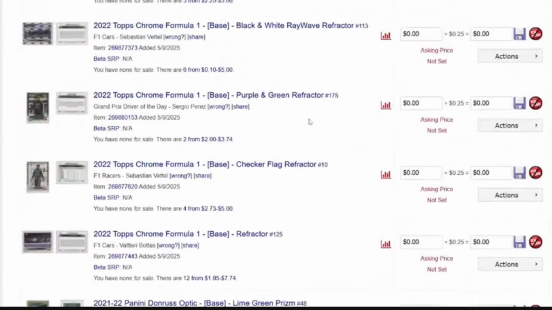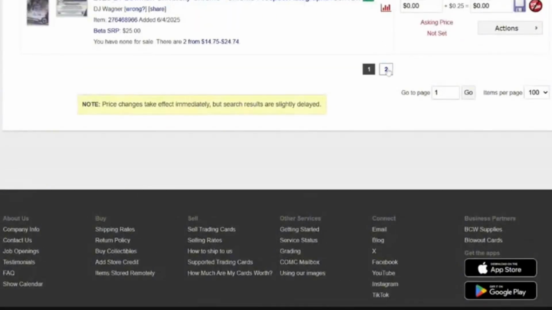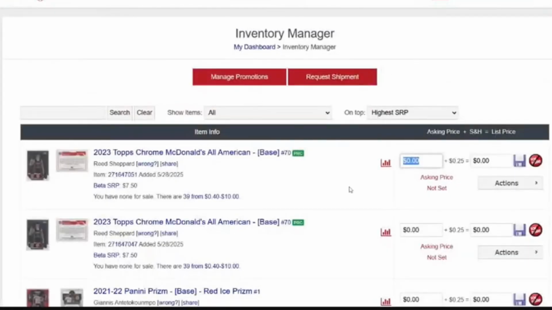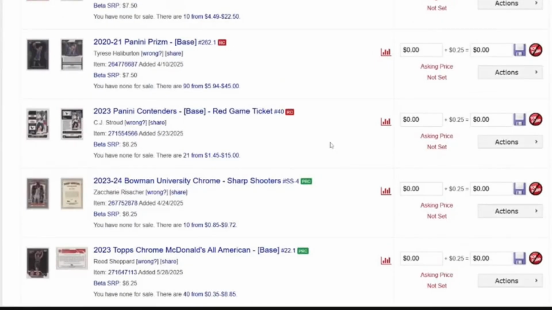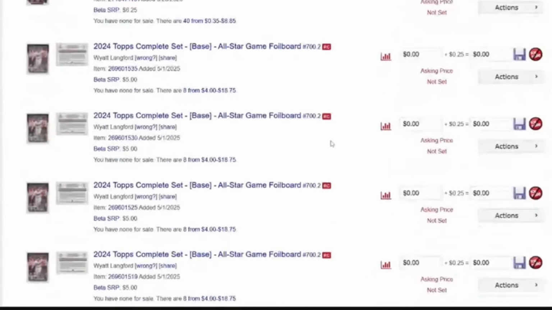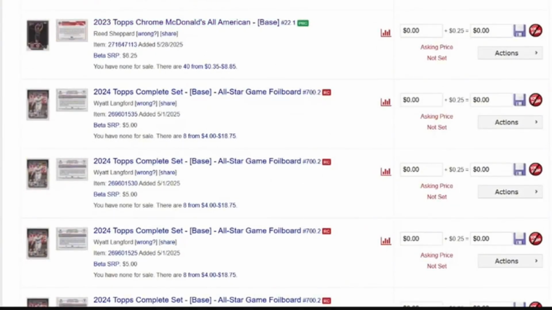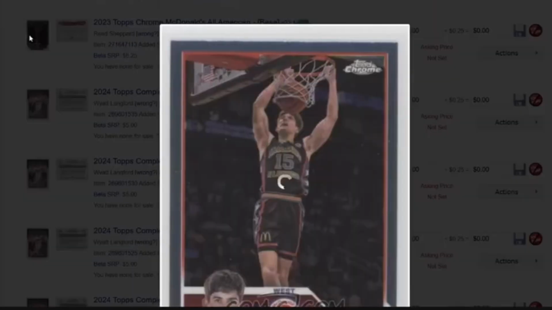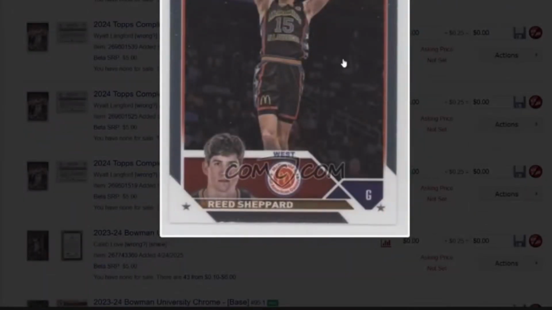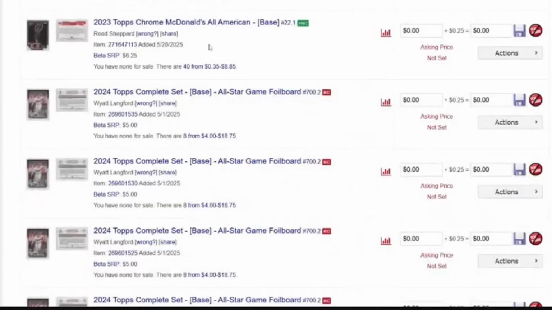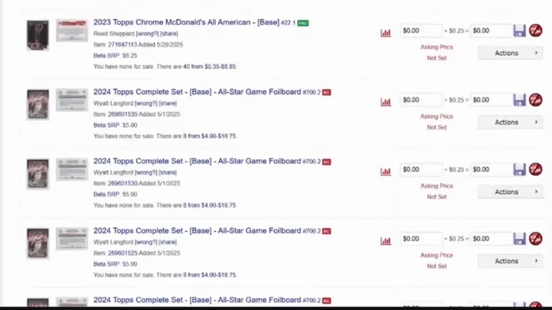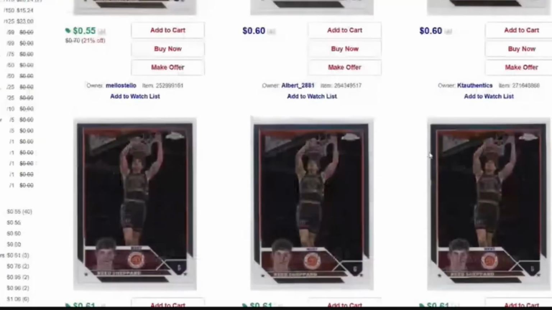Let me go down to page number 2. And let's just do like 2 more. I want to get basketball up as quick as possible. Oh yeah, there's this base card that I did of Reed Shepherd from Topps Pro McDonald's All-American. This is probably a card I'll learn to not submit to COMC because, as you can see, there are 40 from 35 cents to $8.85.